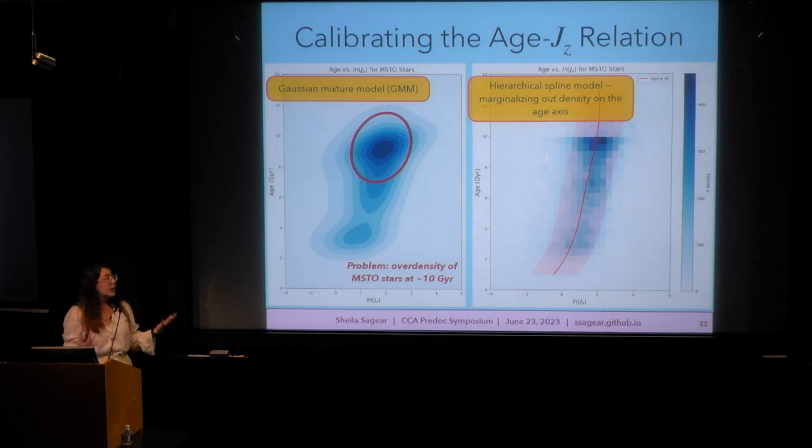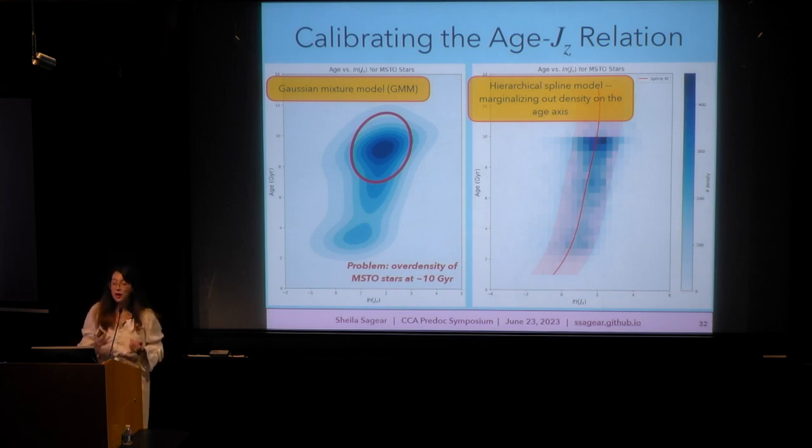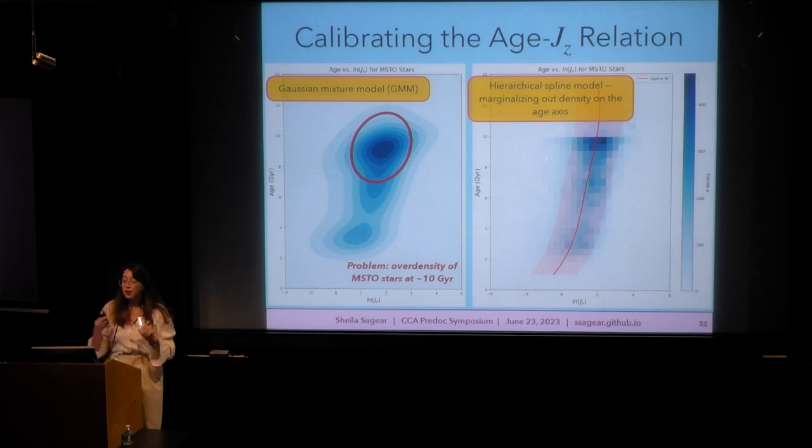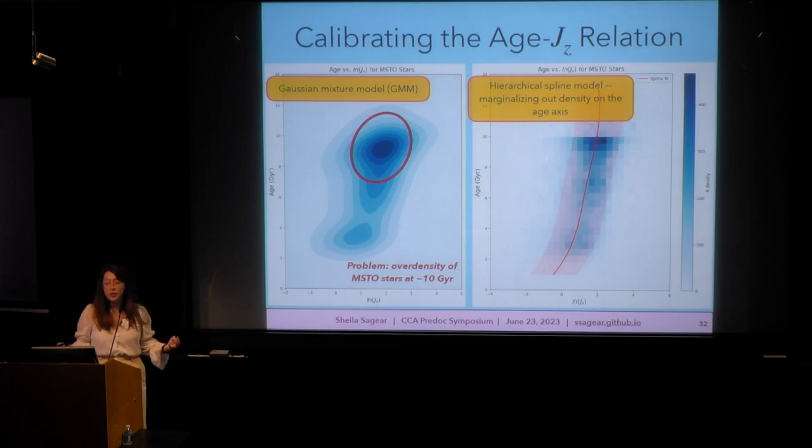We ended up fitting a hierarchical spline model. We fit this model that describes this trend, this age versus log JZ trend, along with the intrinsic scatter of points and also the number density. I'm not showing our fit of the number density on this plot, but that's because we wanted to fit that as a separate parameter so that we're able to marginalize it out. We're able to apply the spline model to a separate sample of stars while making our own assumptions about the number density of stars on our age axis based on whatever sample we're interested in at that point.